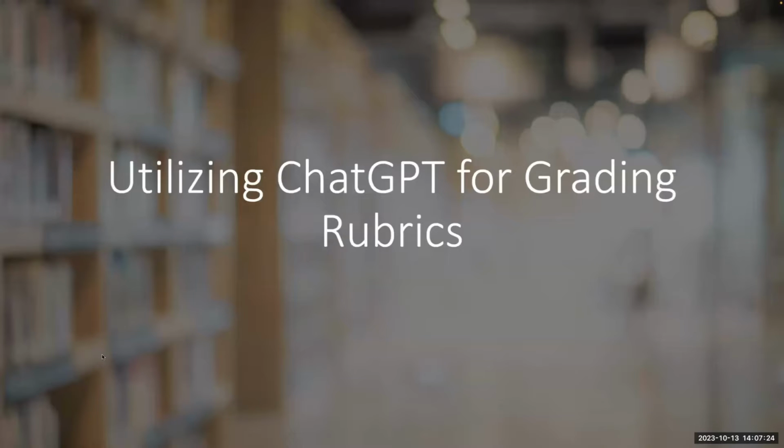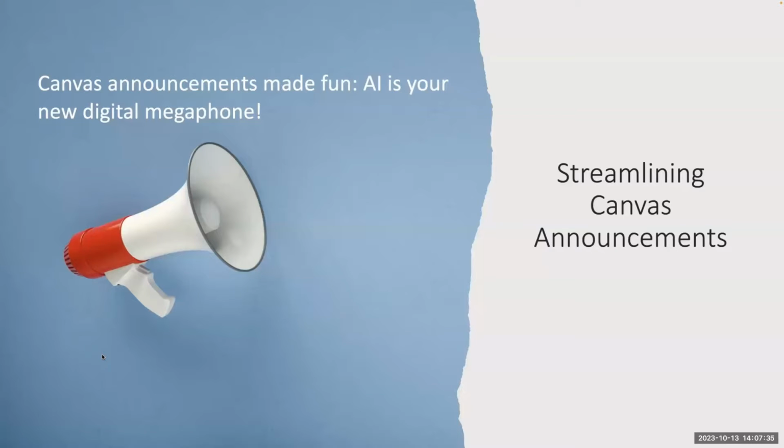And here we have utilizing ChatGPT for grading rubrics. And it looks like an image of a library. It's kind of blurry, but that's an interesting choice. And then I do like this slide. Canvas announcements made fun. AI is your new digital megaphone.